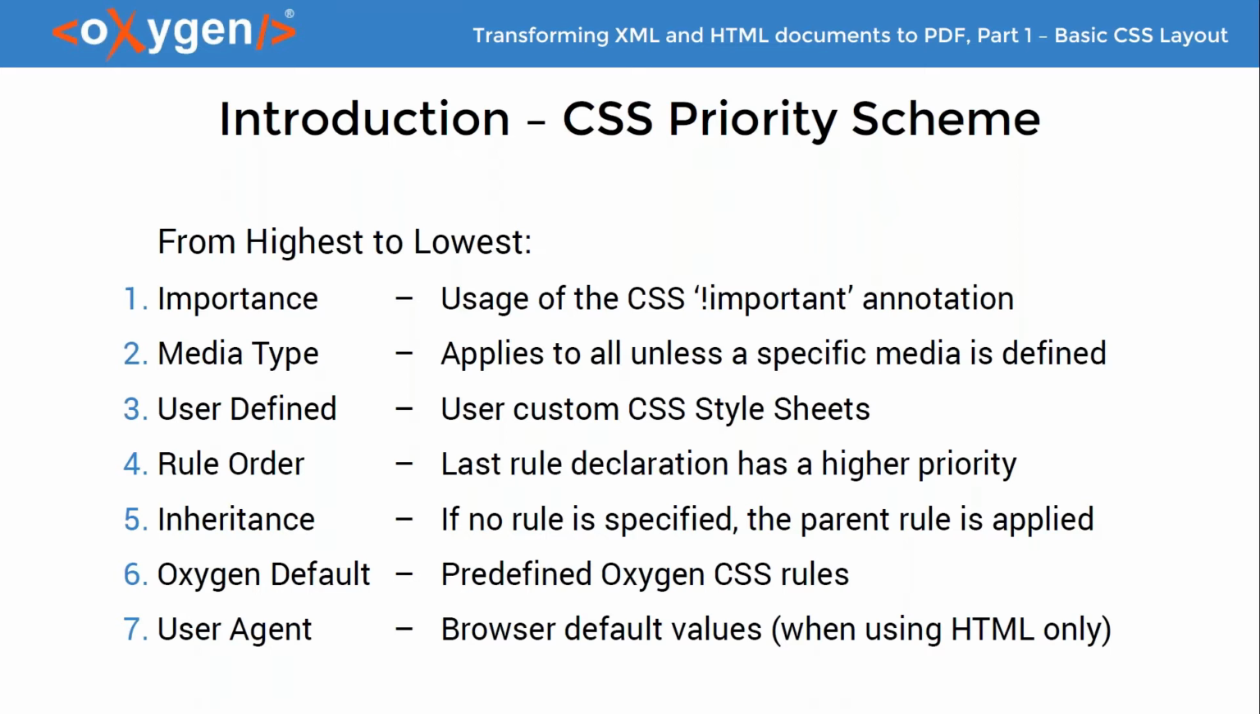Then the inheritance. If you have something applying on the paragraphs and you have some bold and italic content in it, it will also apply to this bold and italic content, as their parent is the paragraph. Then we have the Oxygen default CSS rules for DITA or HTML, for example. And at the bottom level, what is called the user agent. We will see a little further on what the user agent is, with some examples in HTML.